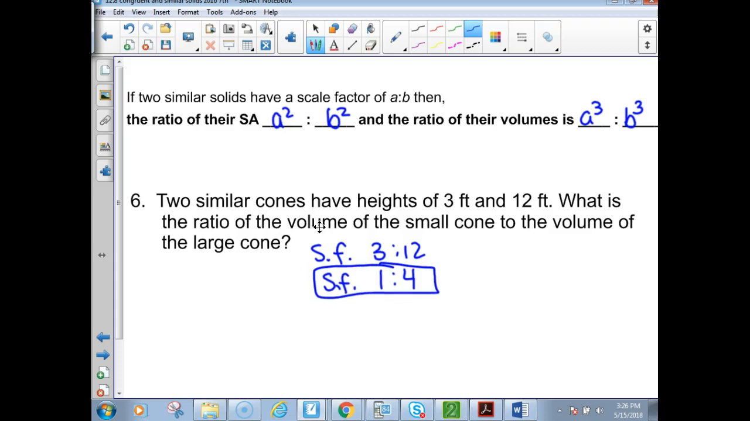Now, what is the ratio of the volume of the small cone to the large cone? Volume would be 1 cubed to 4 cubed. We have to evaluate those. 1 cubed is 1. 4 cubed is 4 times 4 times 4, 64. That's the answer.